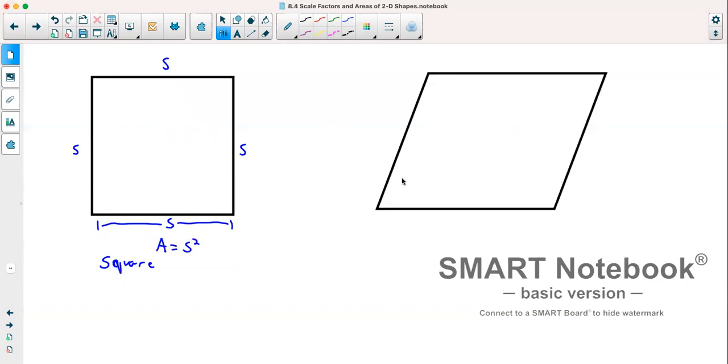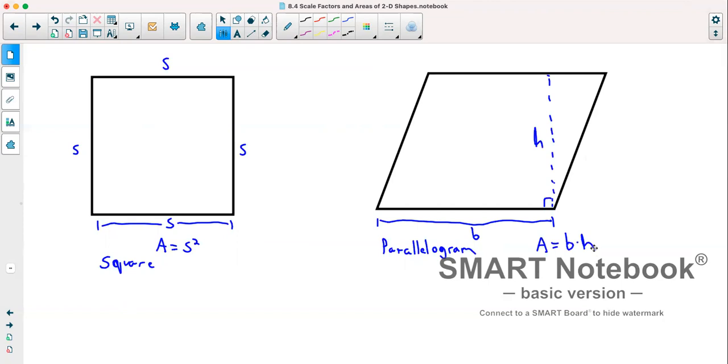Now this one here, this side's parallel to this side, and this side's parallel to this side, so this is a parallelogram. Now we need two measurements for our parallelogram. We need to know this across here, which is our base, and from the corner here, we will go straight up, making a 90-degree angle, and this is our height. Now our area for a parallelogram is equal to our base times our height.